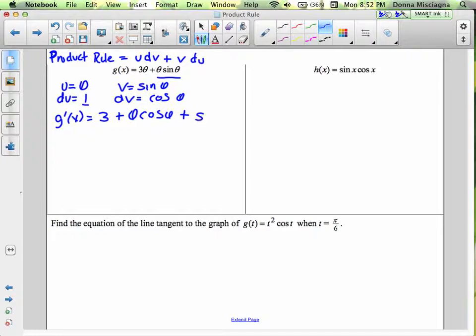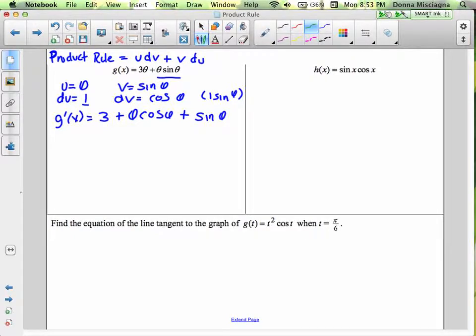I understood there we multiplied by 1. I'll even just put 1 sine theta. And we're done with this one because that's as simplified as it's going to be. There's our derivative. And let's do one more.